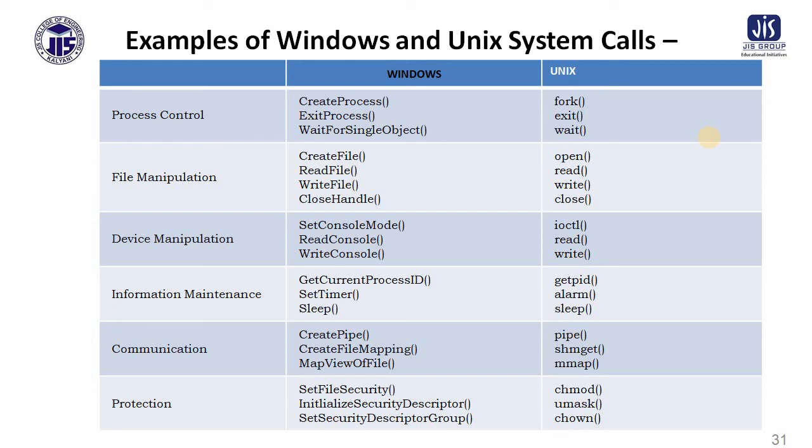For file manipulation, open, read, write, close. For device manipulation, read, write, ioctl. Information maintenance, getpid, alarm, sleep. Communication: pipe, shmget, mmap. For protection, chmod, umask, chown. This kind of system call we will use in our laboratory section also. And similarly, you have to remember Windows related system calls, but the functionality is similar.